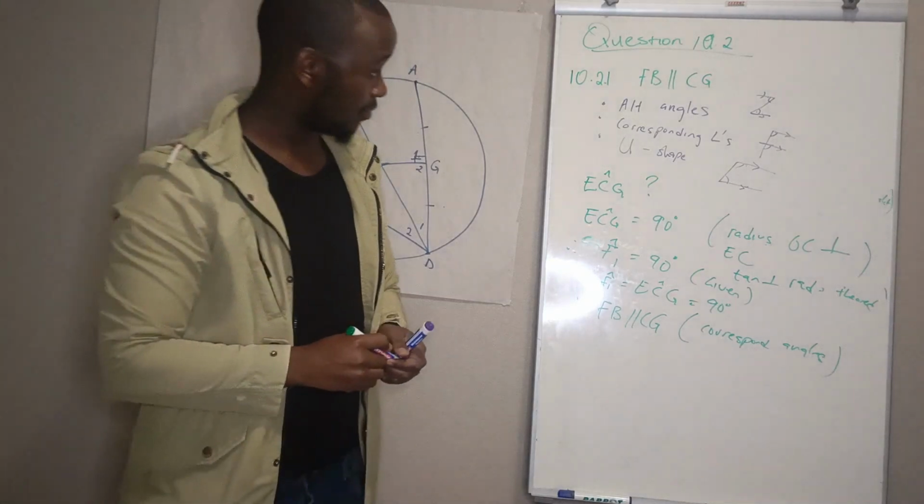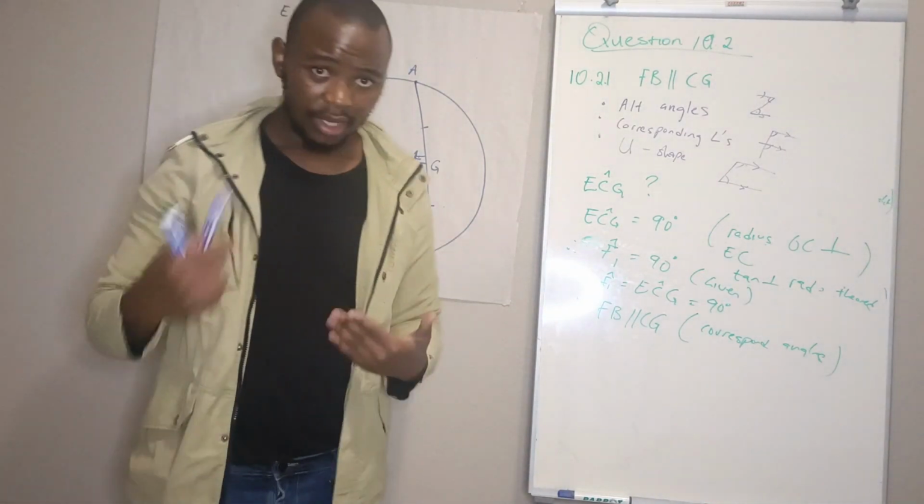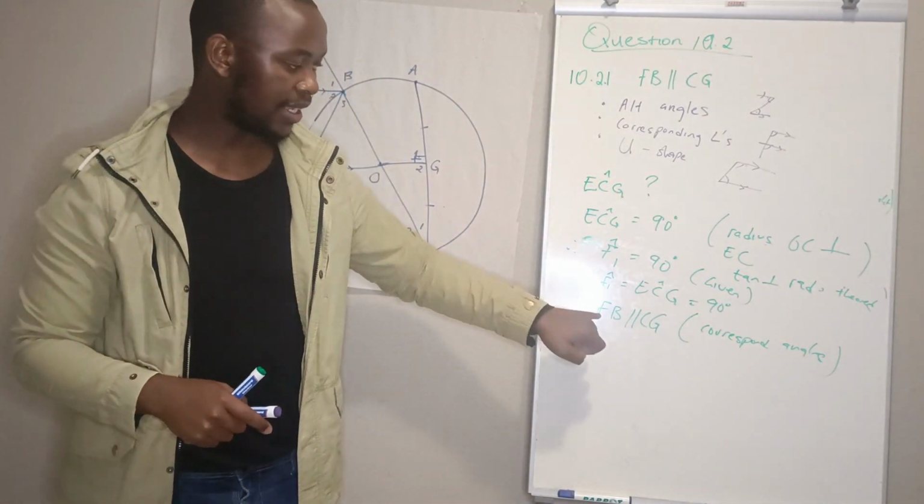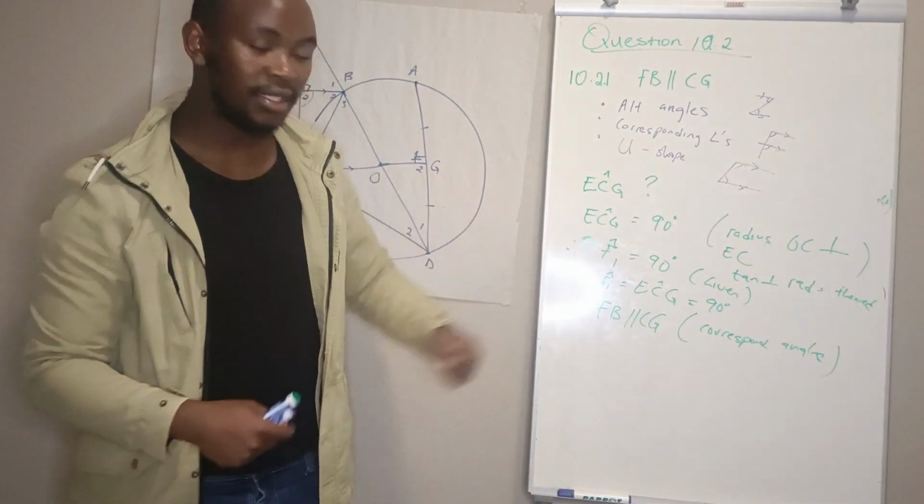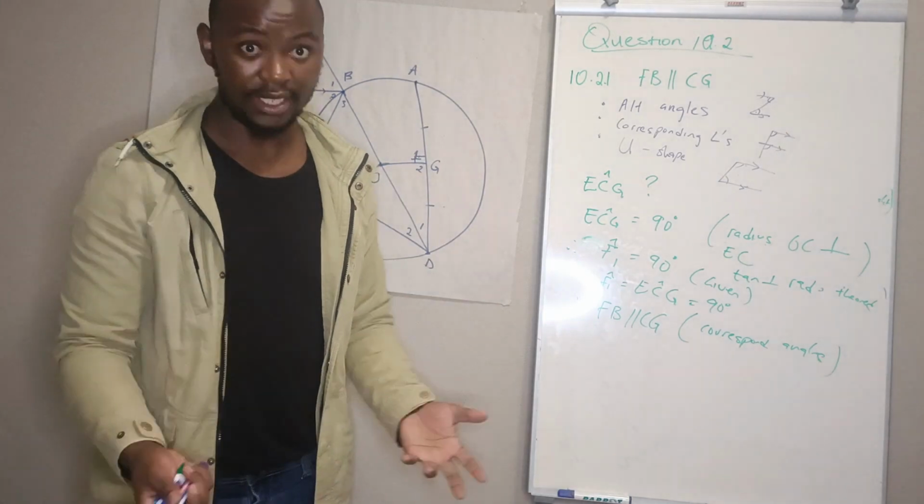Corresponding angles. So let me quickly explain. We're saying FB is parallel to CG. How did we prove that? We found these two angles and we found that they are indeed equal.